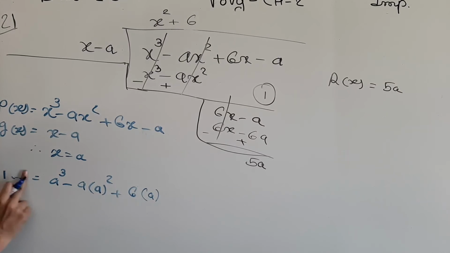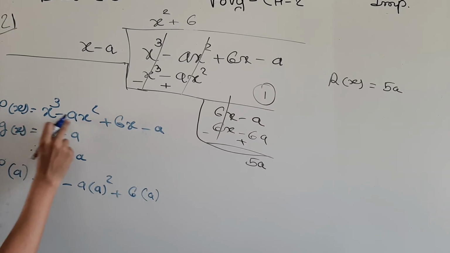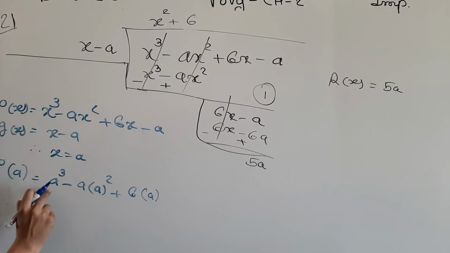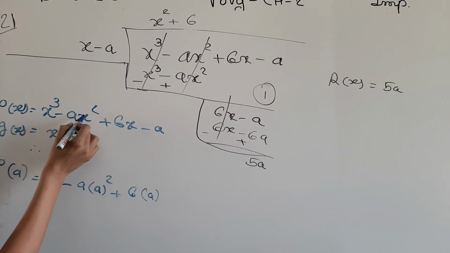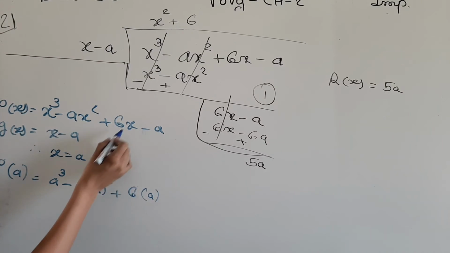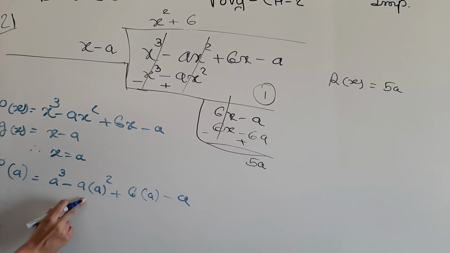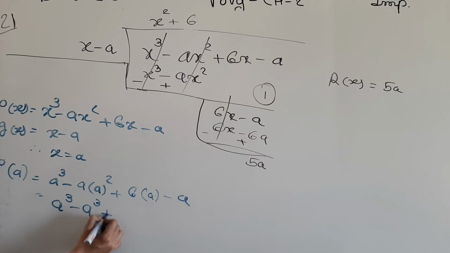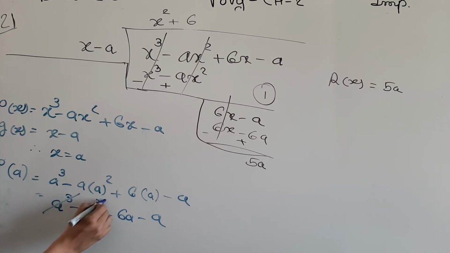P of a. Okay, because all these things are going in a's format. So where you see x, you have to write a. So x cube means a cube as it is, x square means a square, plus 6 as it is, x means a, and minus a. So a into a square is a cube. So again a cube minus a cube plus 6a minus a, so a cube is cancelled. So 6a minus a, what will remain? 5a. Okay, so by the second method also the same answer comes.